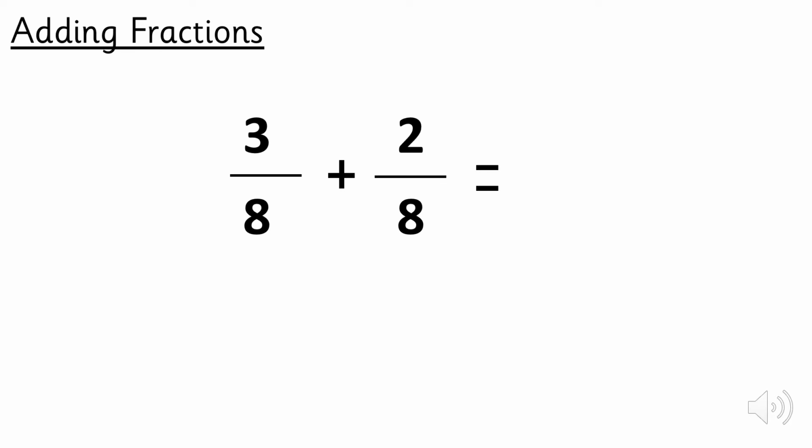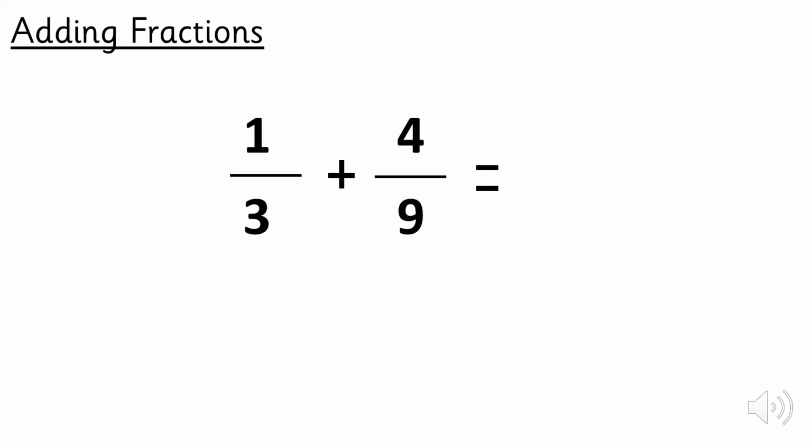Okay, our first example. We are going to be adding fractions. 3/8 add 2/8. And our first step for adding or subtracting fractions is to make sure they have the same denominator. But I hope you've spotted that these two fractions already have the same denominator. So what we do in this case is we add the numerators. 3 plus 2 equals 5. And our denominator stays the same. So 3/8 plus 2/8 equals 5/8.